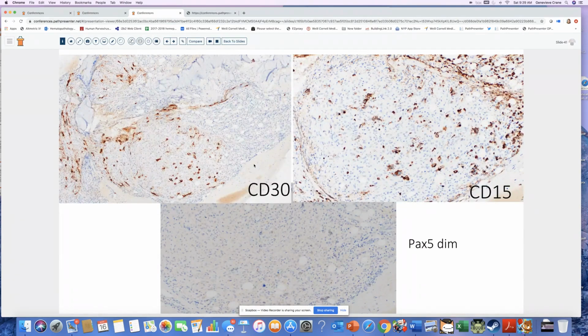The large atypical cells are positive for CD30, CD15. This can be somewhat confusing in the bone marrow, as myeloid elements can also express CD15, but here we see that these large atypical cells are indeed expressing CD15 and CD30. In this case, they had very dim PAX5.